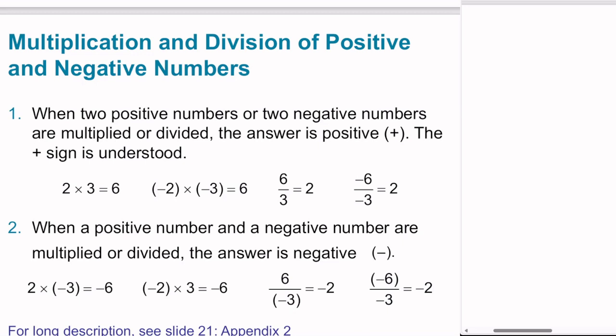When a positive number and a negative number are multiplied or divided, the answer is negative. 2 times negative 3 is negative 6. Negative 2 times positive 3 is negative 6. 6 divided by negative 3 is negative 2. And negative 6 divided by positive 3 is negative 2.